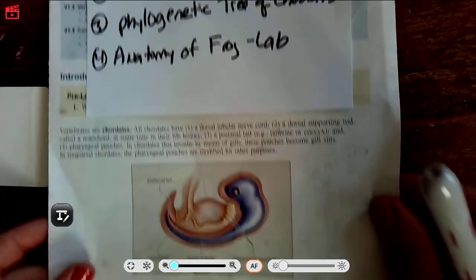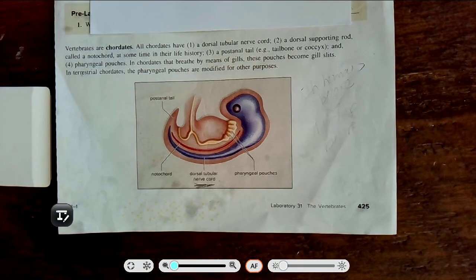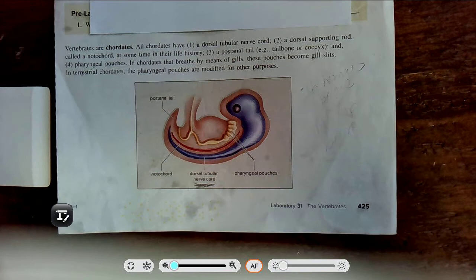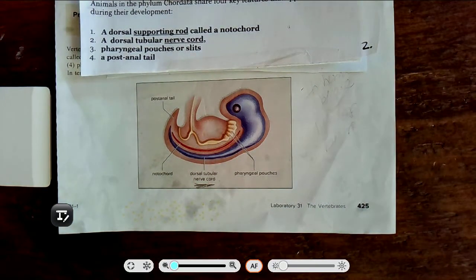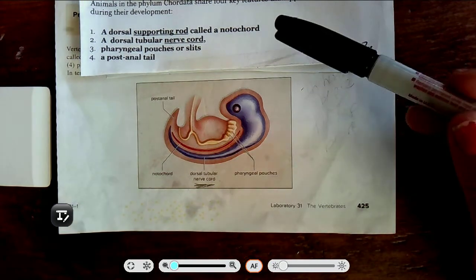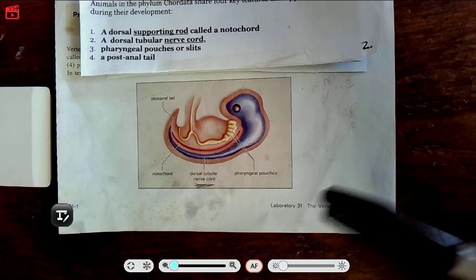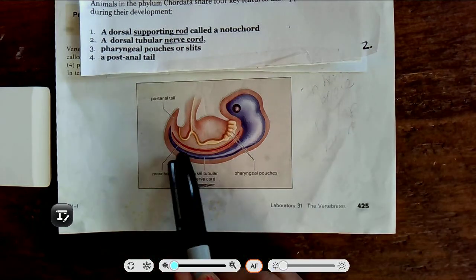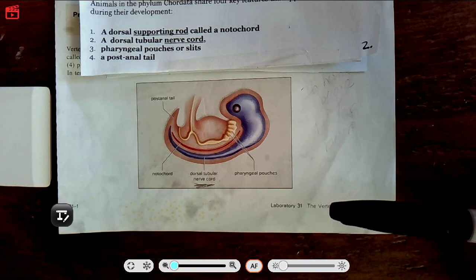So when we look at chordates, that's our large group. All chordates share four characteristics. All chordates have a dorsal supporting rod called a notochord. We see the notochord right here in red. In vertebrates, the notochord becomes our vertebrae, our backbone that gives us support.